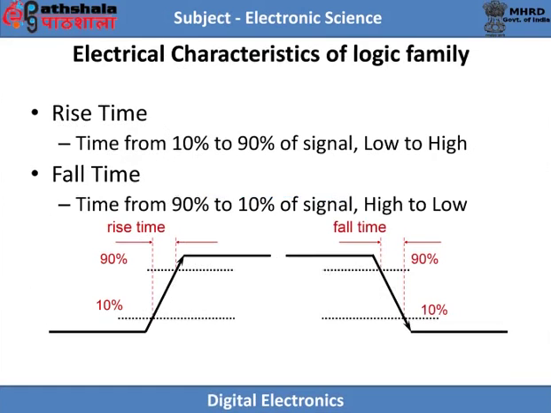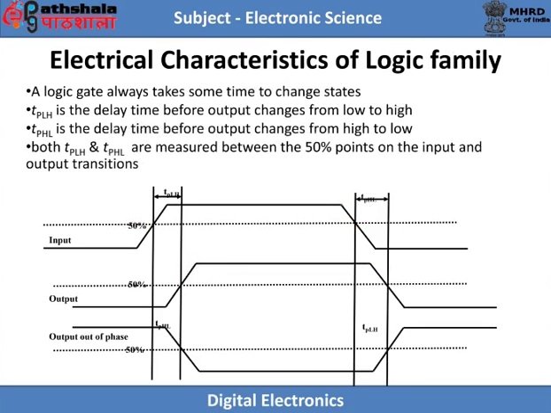Electrical characteristics of logic family. Rise time, TR. This is the time that elapses between 10% and 90% of the final signal level when the signal is making a transition from logic low to logic high. Fall time, TF. This is the time that elapses between 90% and 10% of the signal level when it is making a high to low transition.